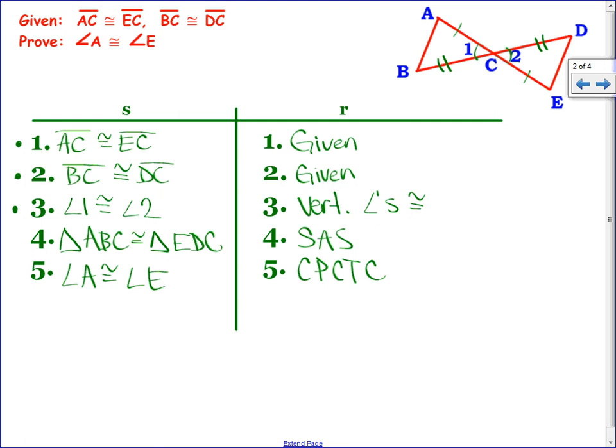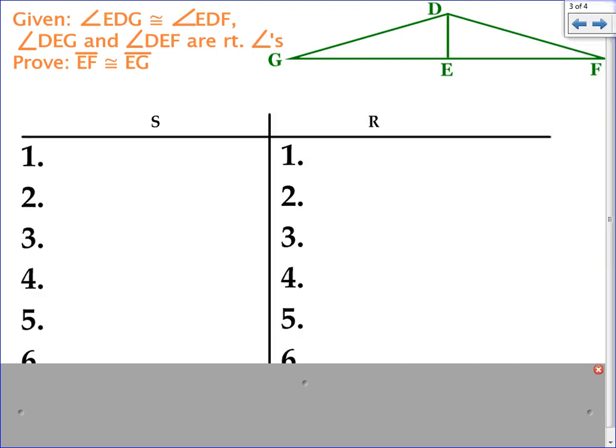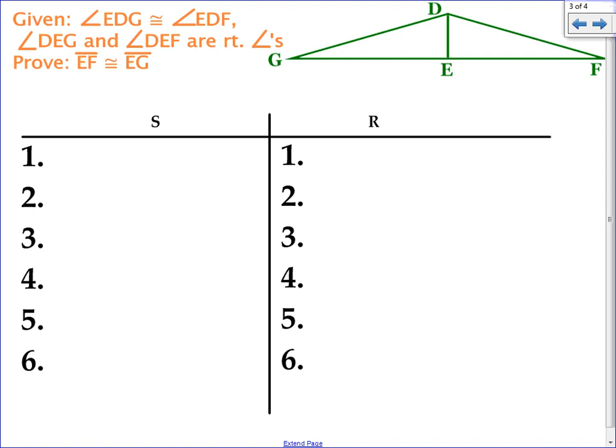Questions? So essentially nothing new, we're just adding that last step to the bottom. So it's a good section where we can review everything we've talked about. Let's look at this one. Six steps on this one. Let's start with the givens.